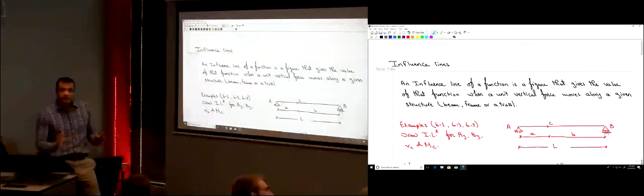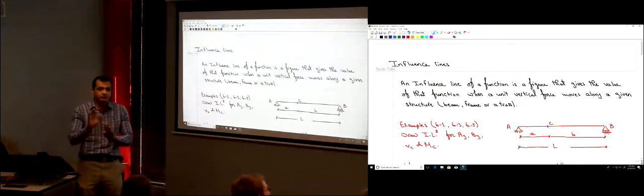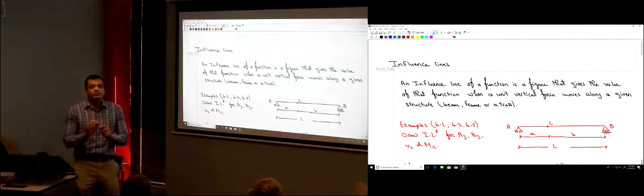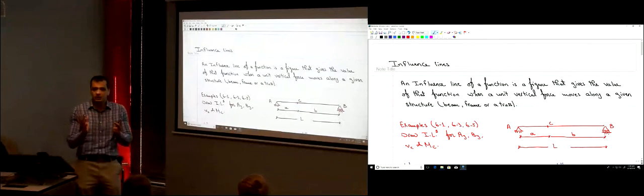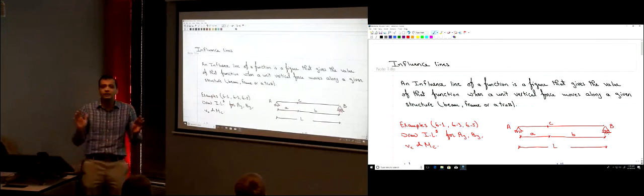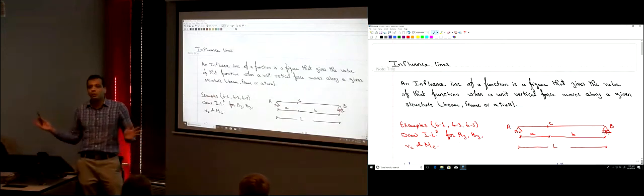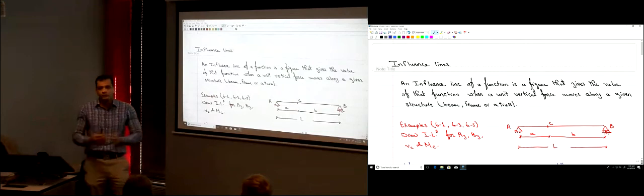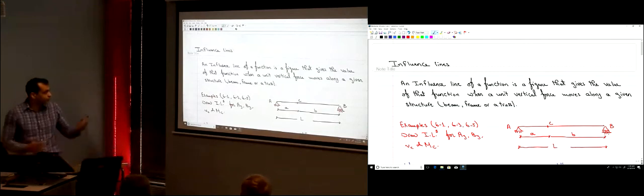What's an influence line? There's nothing called "influence line" and full stop. No. An influence line has to be for a function. I cannot say "draw the influence line." No. Draw the influence line for AY. Draw the influence line for BY. Draw the influence line for the shear at point C, for example, or for the moment at the point.